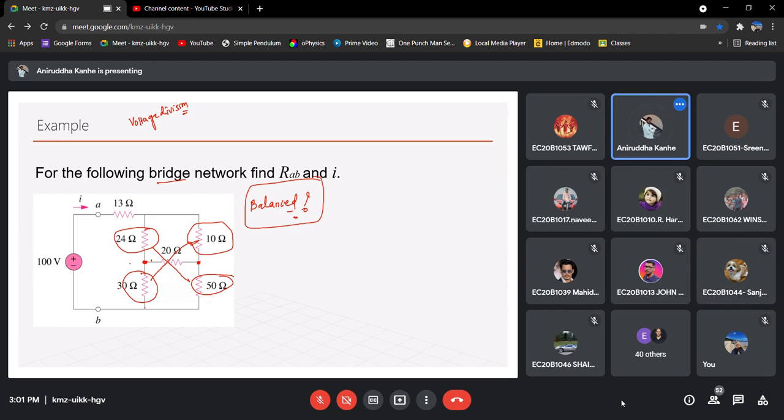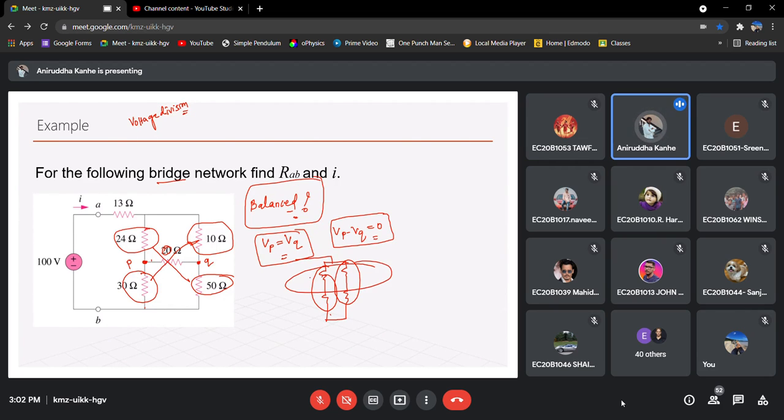That means, if I say this is P and that is Q, then Vp equals Vq. They both have the same potential. So Vp minus Vq will lead to 0. If the voltage difference is 0, current cannot flow. Hence, there will not be any current through 20 ohms. And then simply you can draw the bridge in this way. So these two are in series, and whatever comes is in parallel with each other.